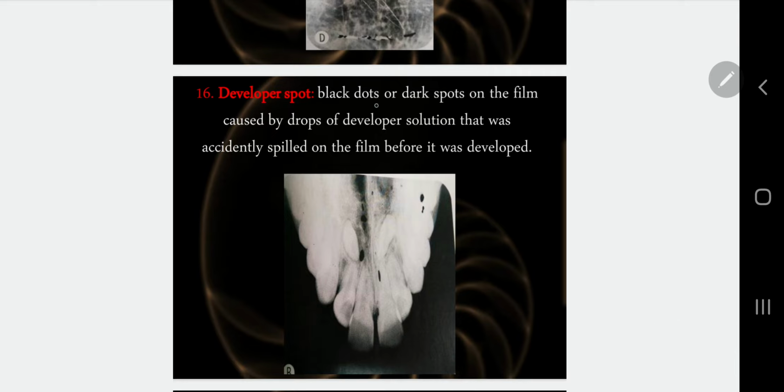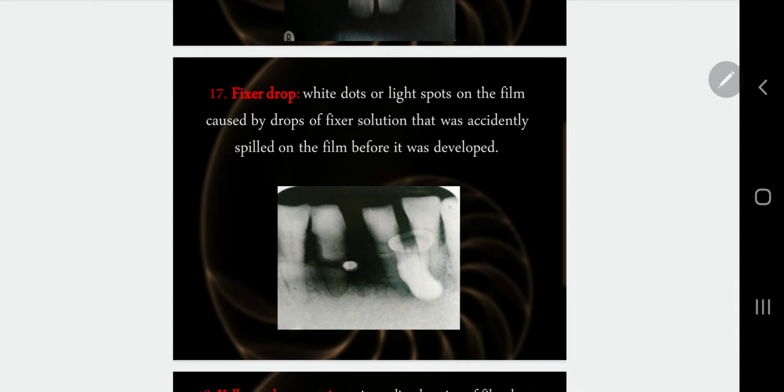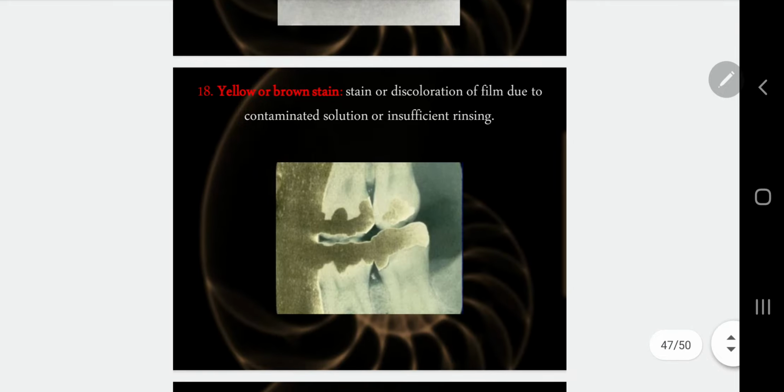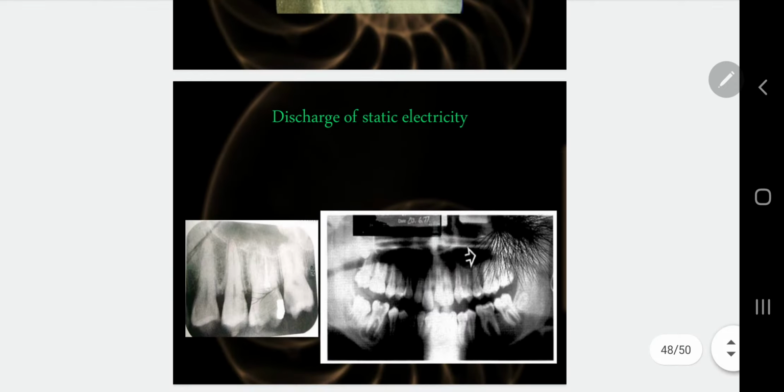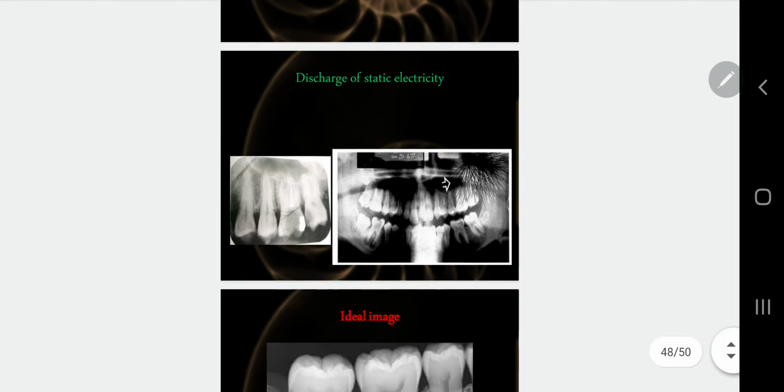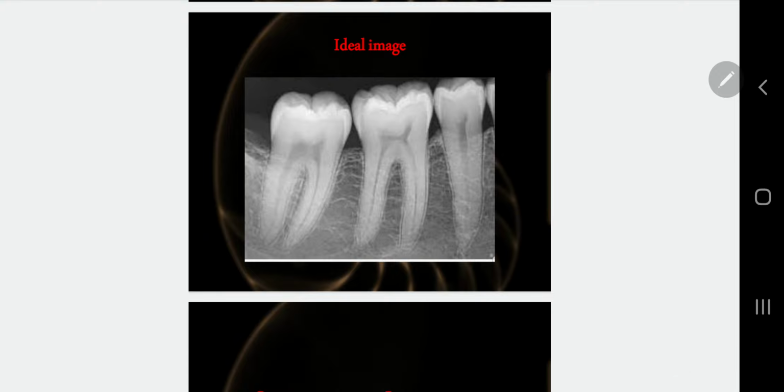Developer spot, a black dot or dark spot on the film caused by drops of developer solution that were accidentally spilled on the film before it was developed. Fixer drop, a white dot or light spot on the film caused by a drop of fixer solution that was accidentally spilled on the film before it was developed. Yellow or brown stain or discoloration of the film due to contaminated solution or insufficient rinsing. Discharge of static electricity. This is the ideal image. Thank you for your listening.